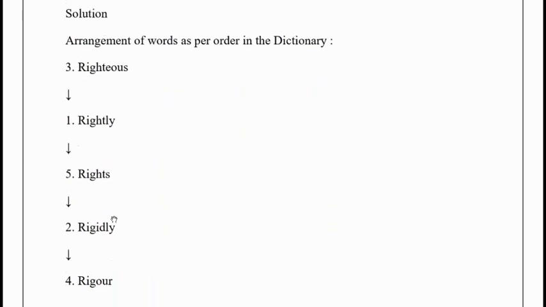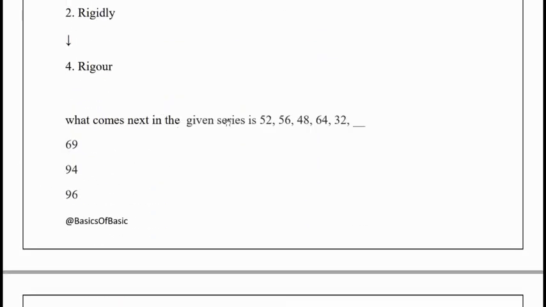Okay, the next question is, what comes in the series after this? 52, 56, 48, 64, 32. This is also simple. You can see here it is +4, here it is -8, again it is +16, and again it is -32. So after this you need to solve what can be here. You need to double this, so it should be +64.